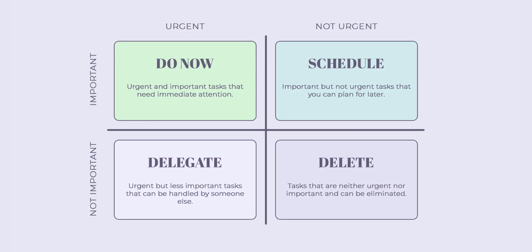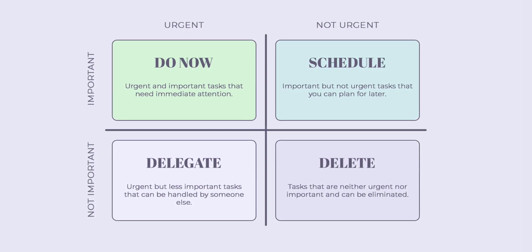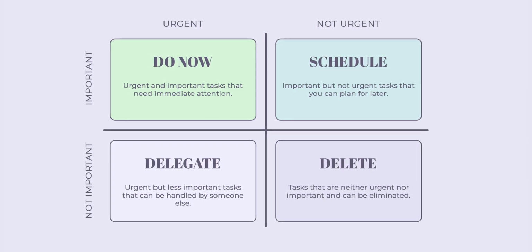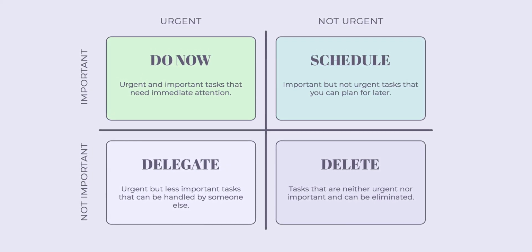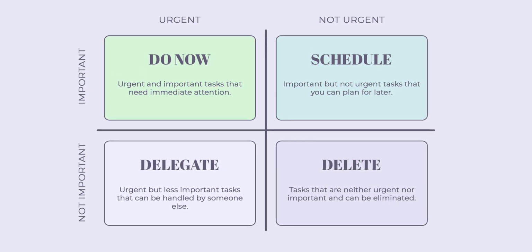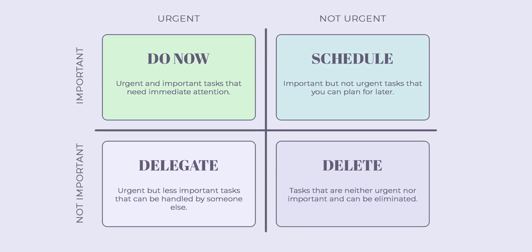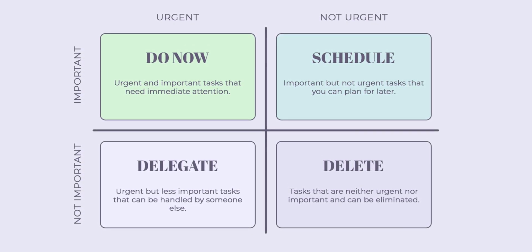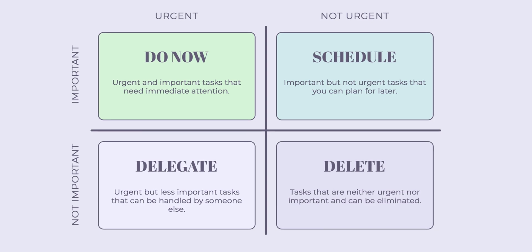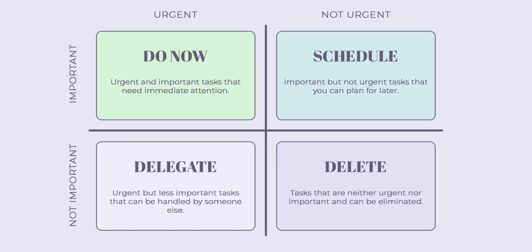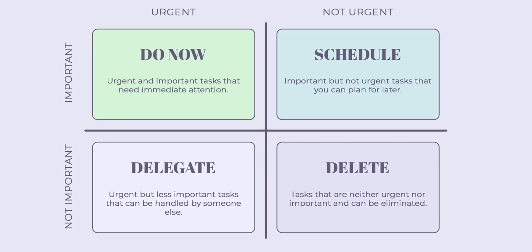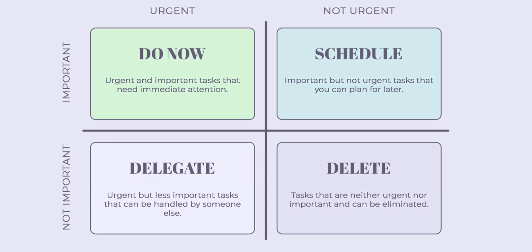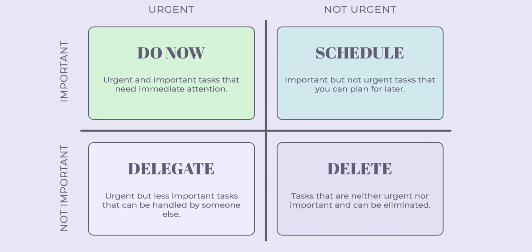For those of you who might not know, the Eisenhower Matrix is a productivity tool that helps you prioritize tasks based on urgency and importance. It breaks tasks down into four main categories: do now, urgent and important tasks that need immediate attention; schedule, important but not urgent tasks that you can plan for later; delegate, urgent but less important tasks that can be handled by someone else; delete, tasks that are neither urgent nor important and can be eliminated.